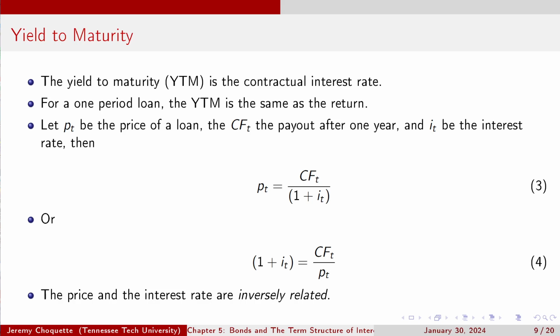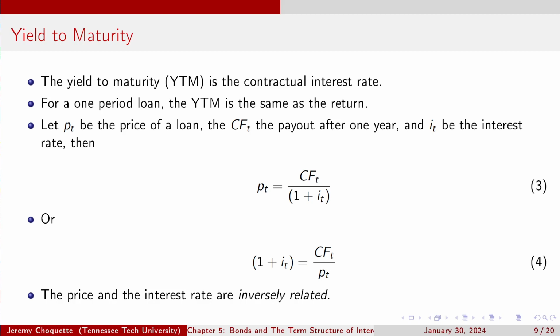So let P be the price of the loan, CF the payout after 1 year, and I the interest rate. Then the price of that loan is equal to the cash flows divided by 1 plus the interest rate, or 1 plus the interest rate is equal to the cash flows divided by the price.